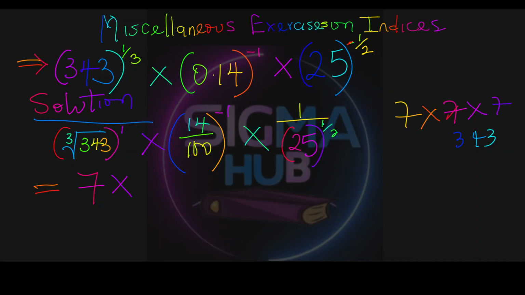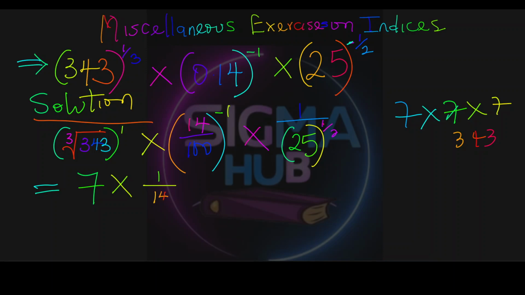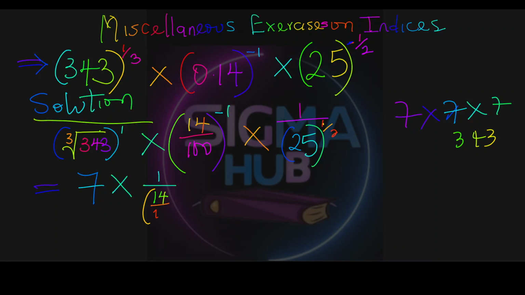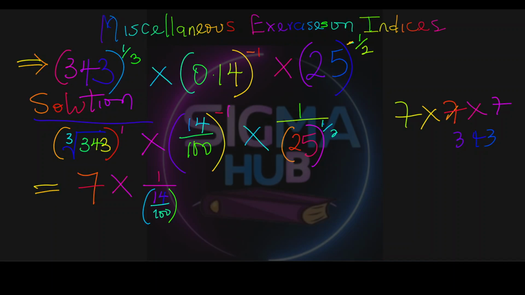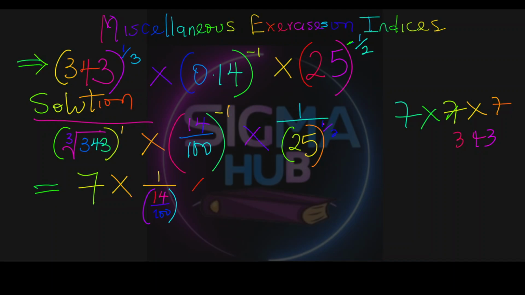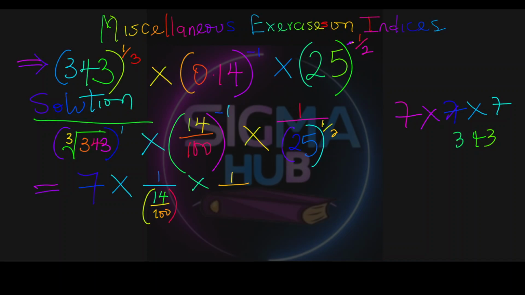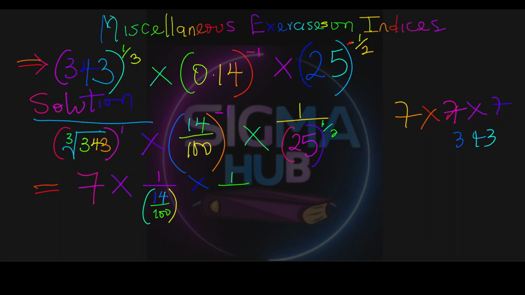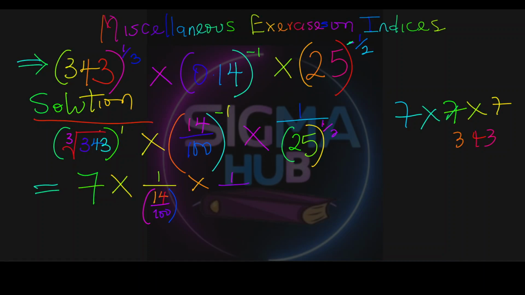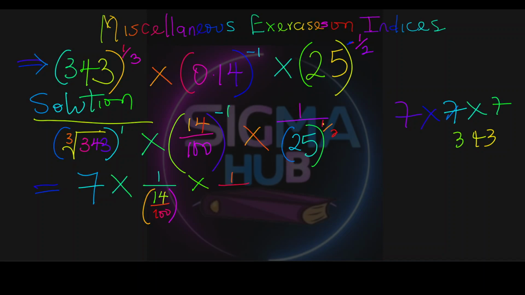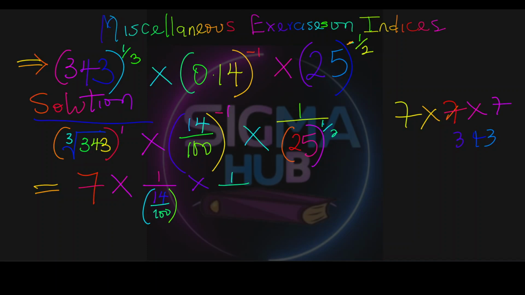So let me write it this way. So we'll be having 1 over 14 over 100, and it's going to be giving us 100 over 14 in the long run. So we have multiplied by, and we have 1 over. Now you have a fractional power. The power is a fraction, 1 over 2. It means the denominator becomes the root, while the numerator becomes the power.